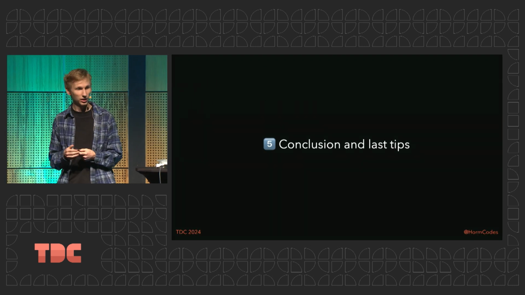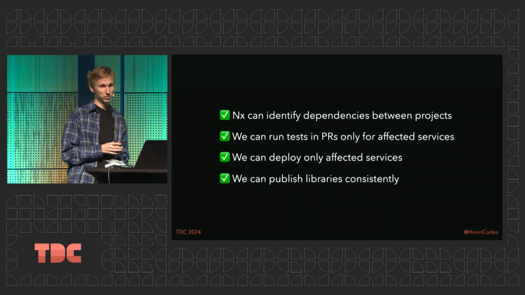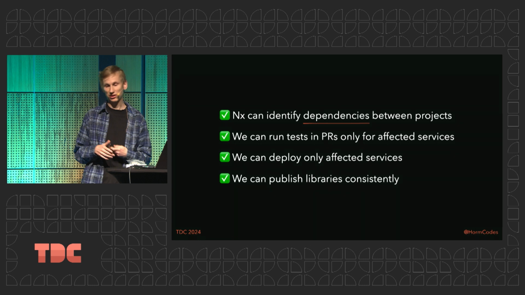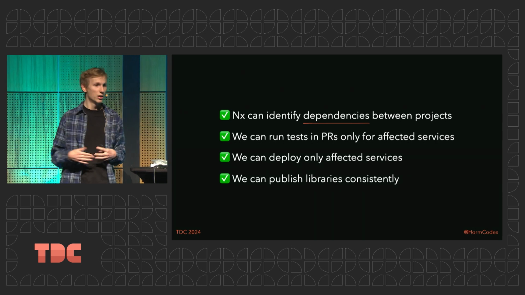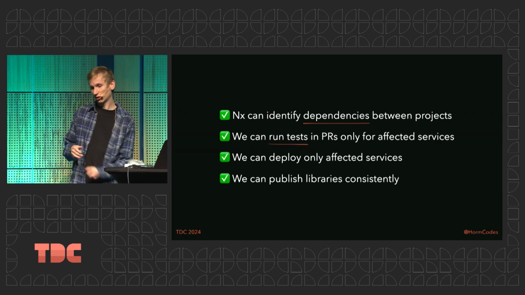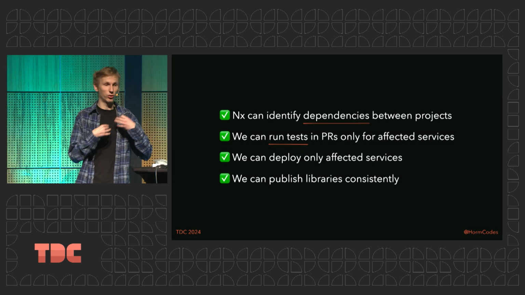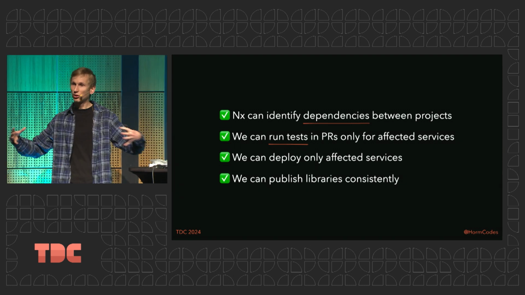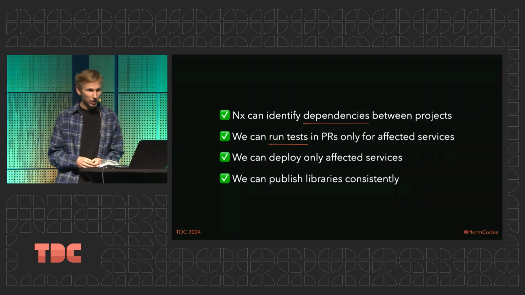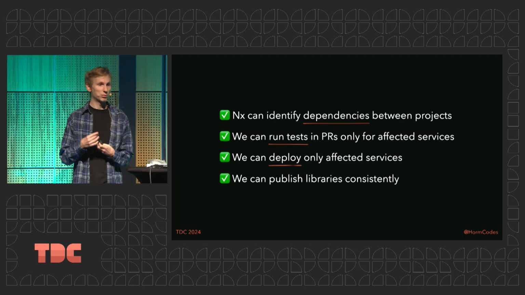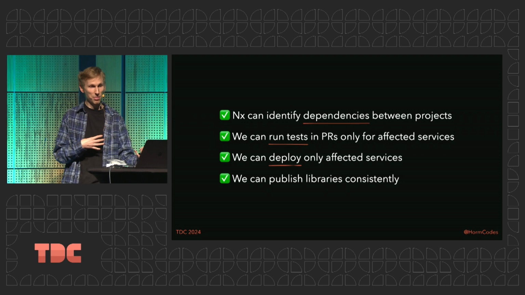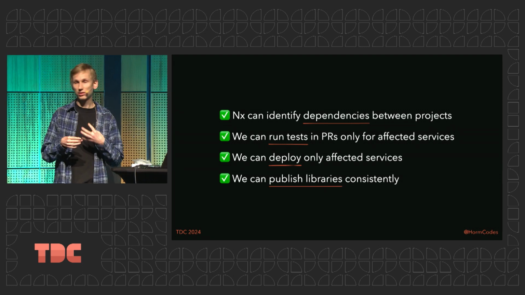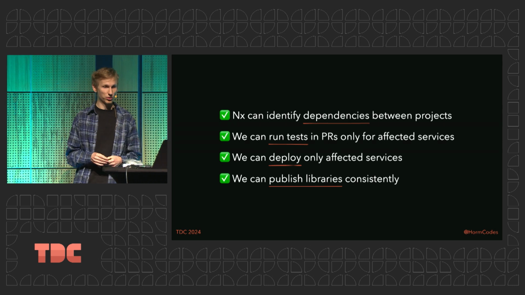So this was a lot of stuff, so let's go back to some conclusions. We showed that NX can help us identify dependencies between projects, which is really good. But what's most important is that we can run tests in PRs for only affected services, and this will save you a lot of time, especially when monorepos are quite big. Most importantly, you can also deploy only affected services, and on top of that, we can use it for managing libraries, their versions, and changelogs.